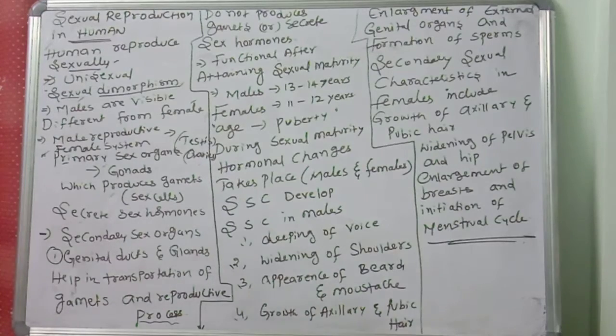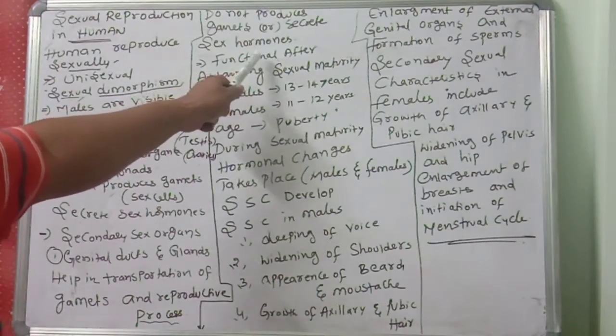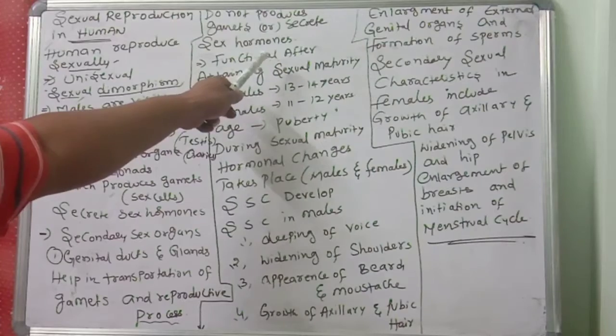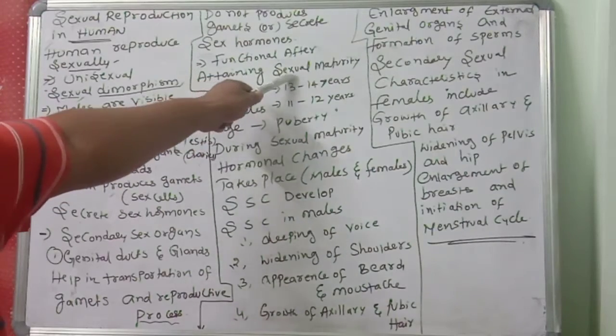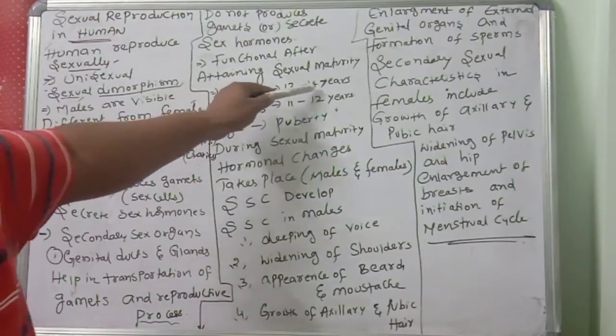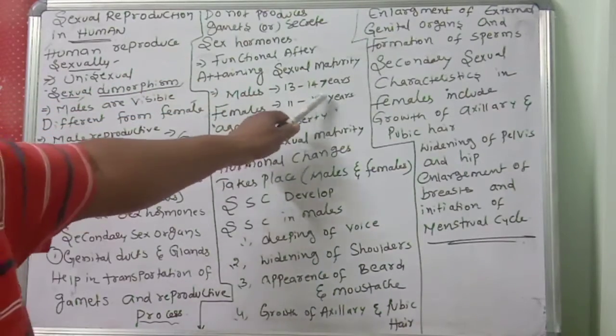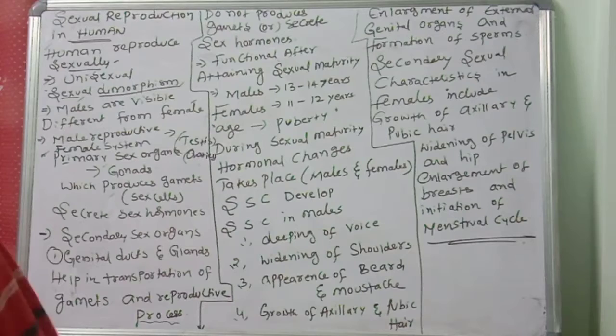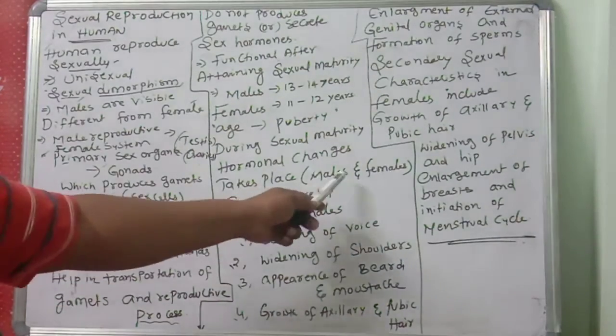So the reproductive systems become functional in the male and female after attaining sexual maturity. Sexual maturity takes place in the males at 13 to 14 years, in the females at 11 to 12 years. That particular age is called puberty. What do you call that age? Puberty. During sexual maturity, hormonal changes take place in the males and females.